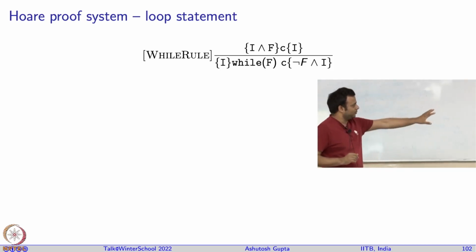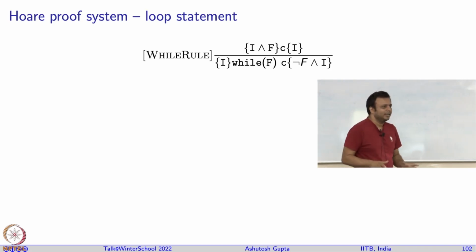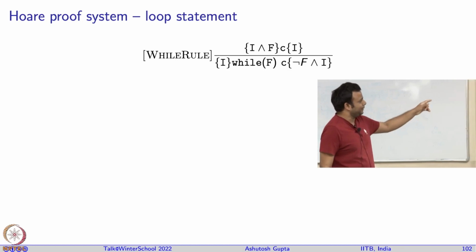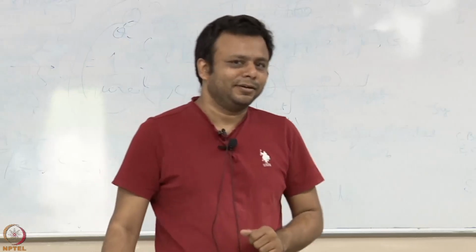So this is the rule for the loop, and let's take the break now. In this, you can see the funny thing, I, and that is called the loop invariant, and it is very hard to find. Let's take a break.